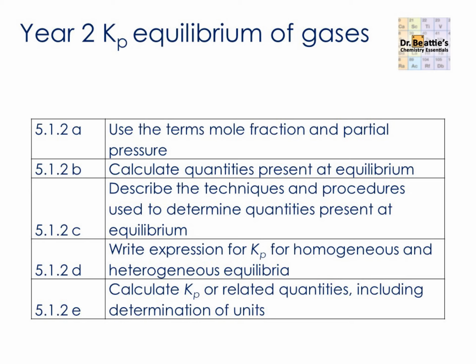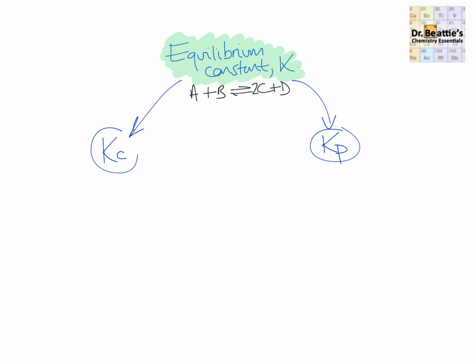In this video we're going to be looking at Kp and its use for working out the equilibrium constant for gases. So when we're talking about the equilibrium constant K, we are merely thinking about the ratio of the products C and D to the reactants A and B.